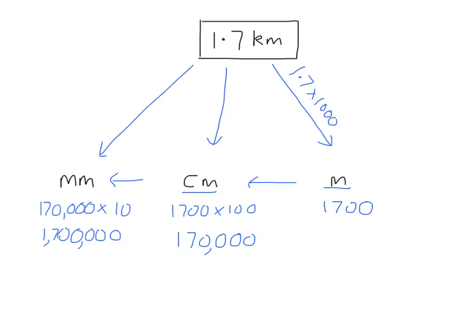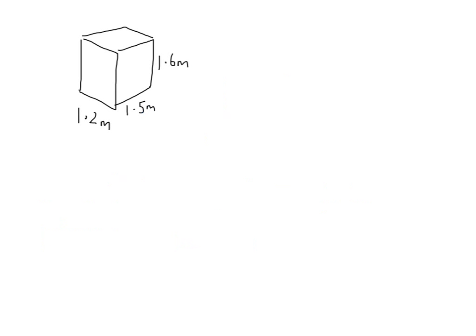Now I think we're ready to go on to volumes. Here's a cuboid, which is 1.2 metres in this direction, 1.5 metres in that direction, and 1.6 metres in that direction. To work out the volume of this, I simply multiply the three together. And 1.2 times 1.5 times 1.6 gives us an answer of 2.88 cubic metres. So that's a nice easy question.